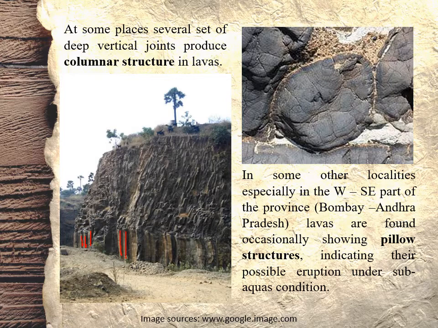Now, the presence of this columnar structure and pillow structure within the basalt trap lavas indicates that part of this Deccan Trap eruption might have occurred in sub-aqueous condition. That means part of this eruption occurred in marine condition, where the eruption occurred beneath a water body. Now, Deccan volcanics exhibit both pahoehoe and aa type of lavas of various thickness. So these are the broad structures which we found in the Deccan Trap lavas.